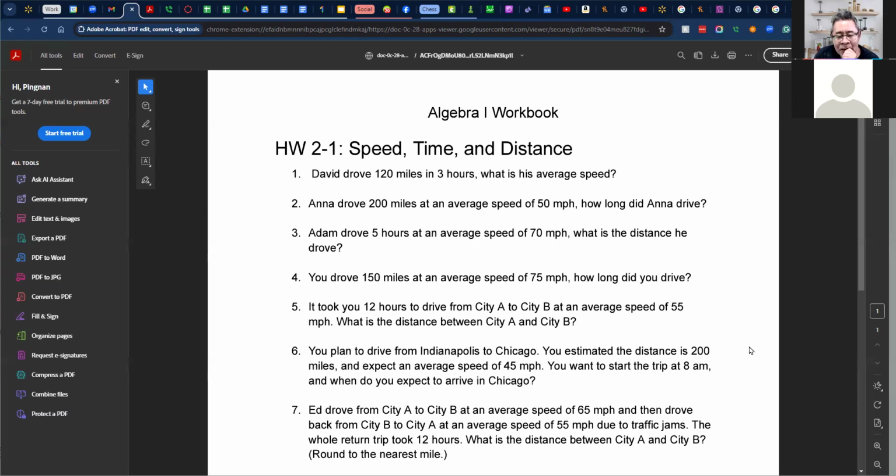Very good. Three, Adam drove 5 hours at an average speed of 70 miles per hour. What is the distance he drove?